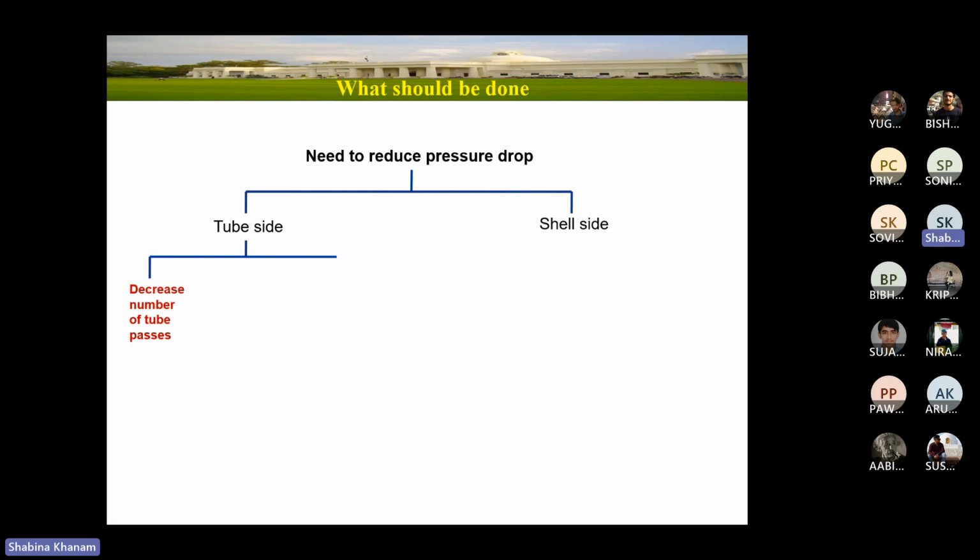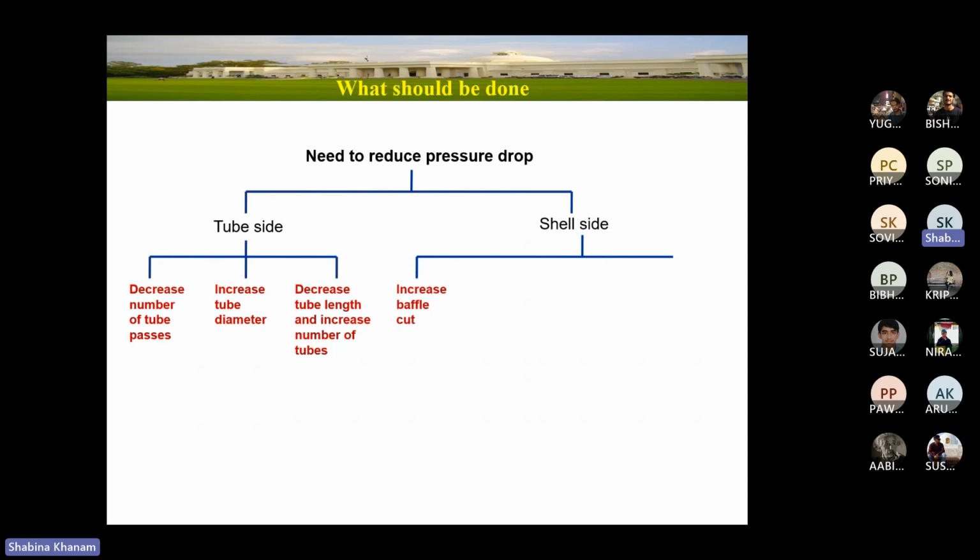by some other changes, like tube diameter and all that you can change. Increase the tube diameter. For that, the pressure drop will reduce, but not by a very large value. Decrease the tube length and increase the number of tubes. In that way you can reduce the pressure drop.